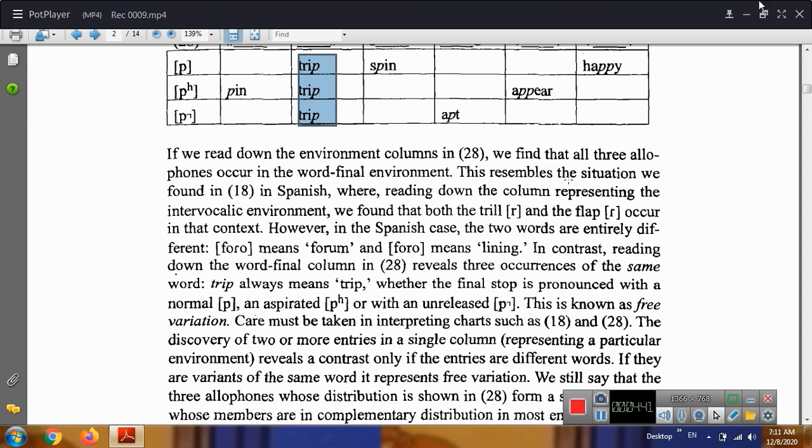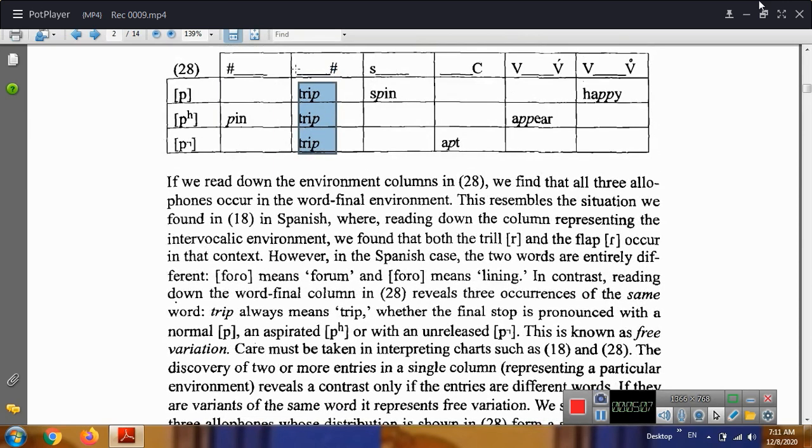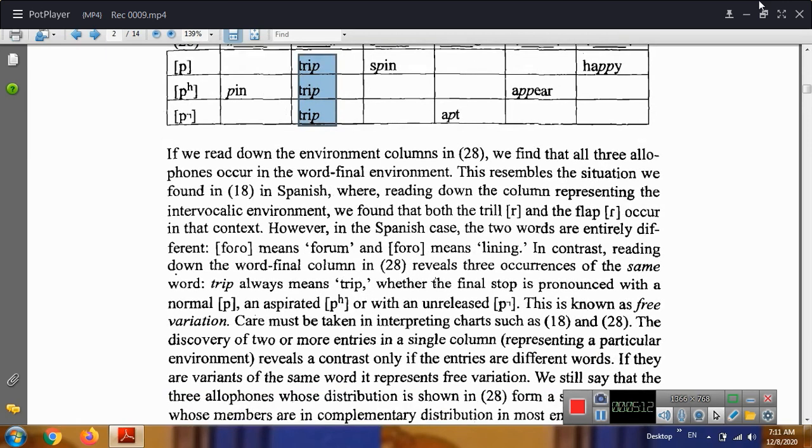We find that all three allophones occur in the word final environment. This resembles the situation we found in 18 for Spanish, where reading down the column representing the intervocalic environment, we found that both trill r and flap r occur in that context. And in the Spanish case, we had two words which were entirely different. Furrow means from, and furrow means leaning, but here they have the same meaning.